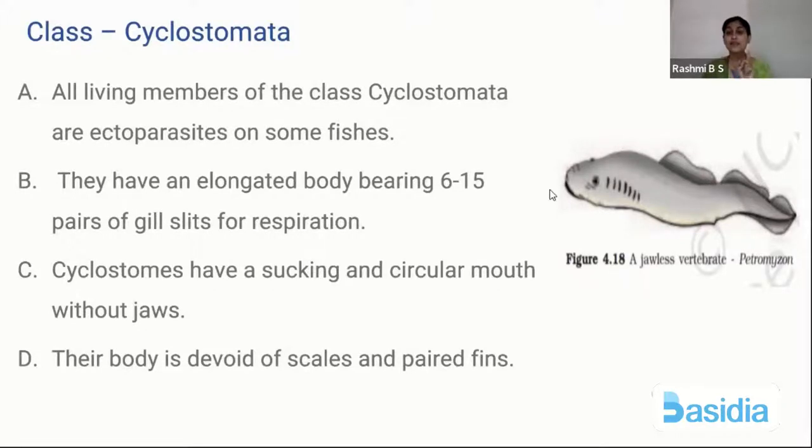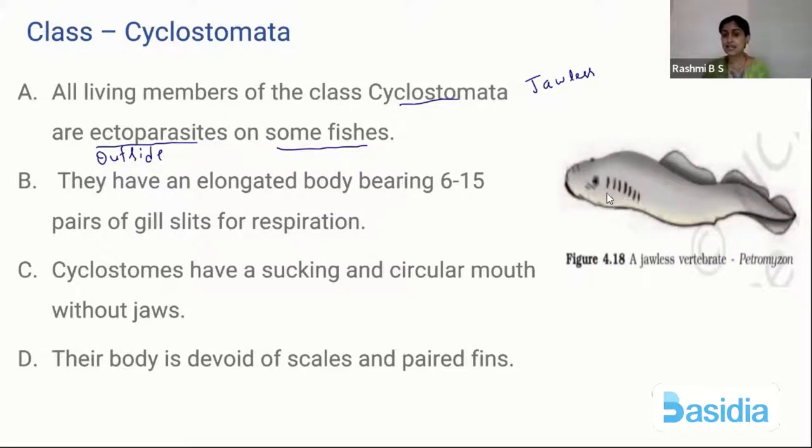Very important point of cyclostomata: they are jawless, with a circular mouth. As they don't have jaws, they have a circular mouth, right? Now they are ectoparasites. What is an ectoparasite? Ecto means outside. So they live on the surface or body of other fishes in water. They are exclusively marine water animals. They're aquatic animals. Remember, jawless animals are ectoparasites. They just live on the surface of other fishes.